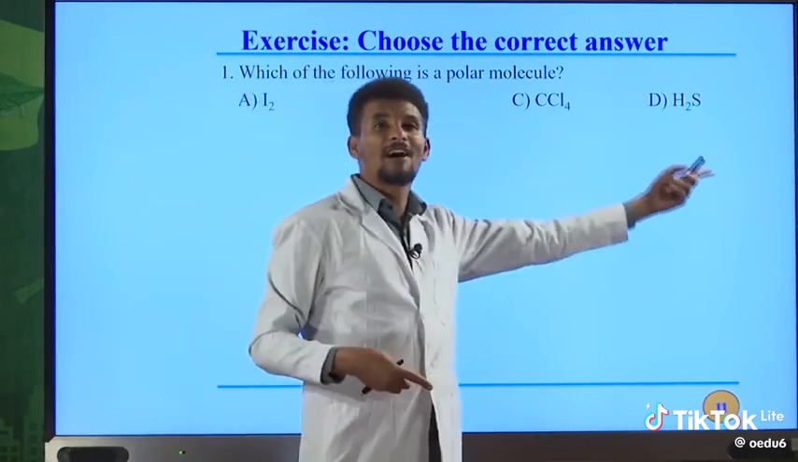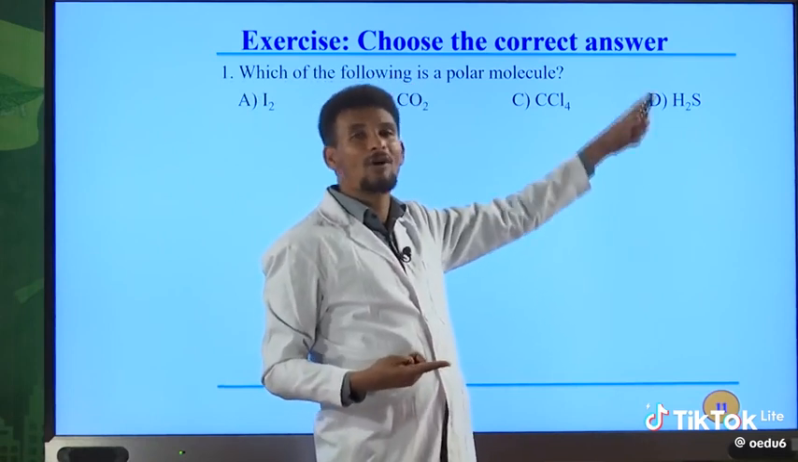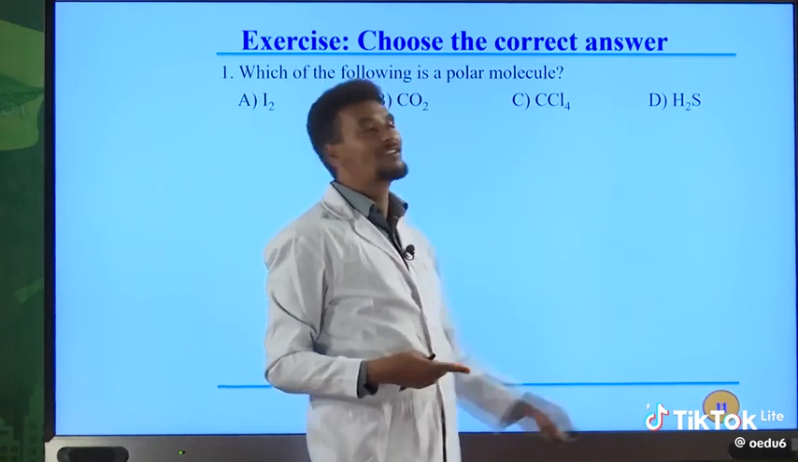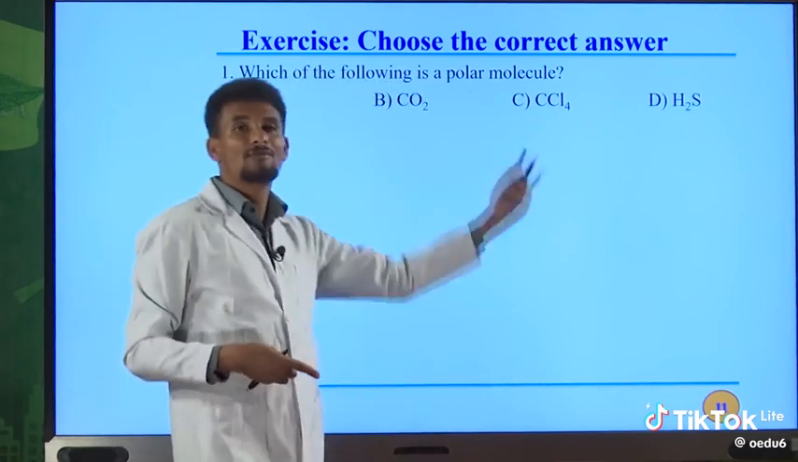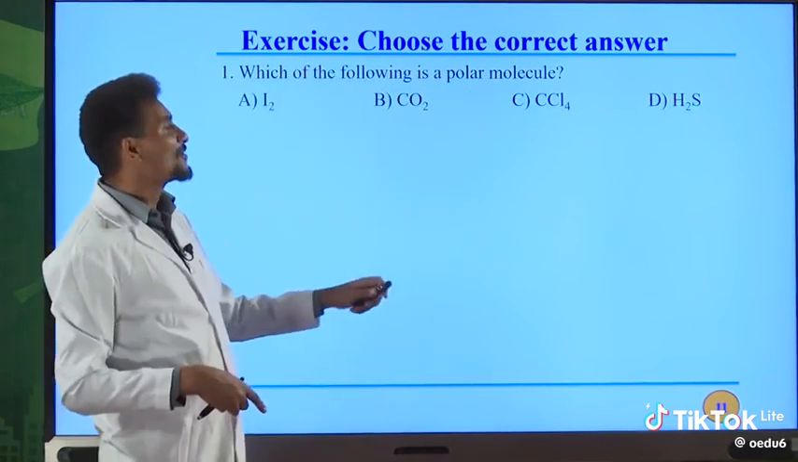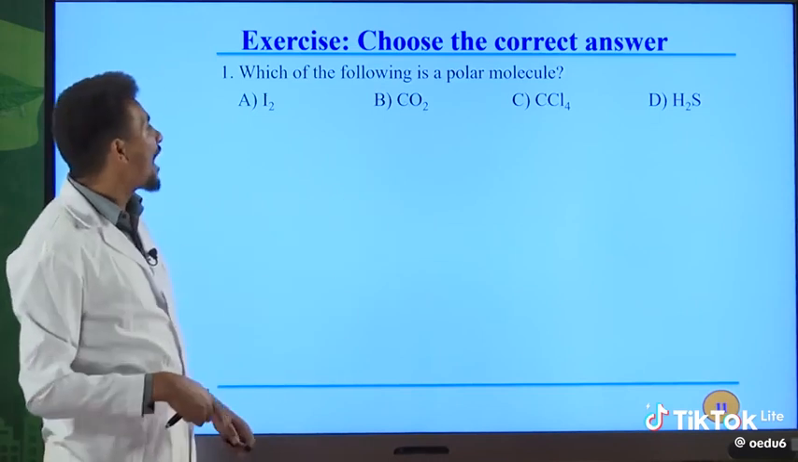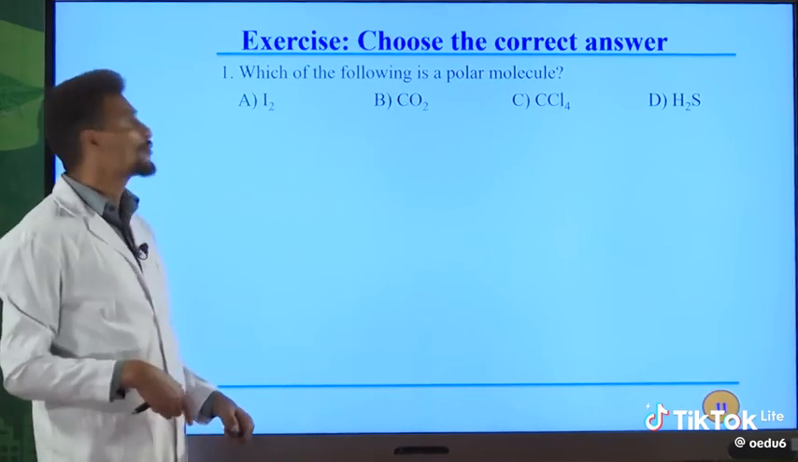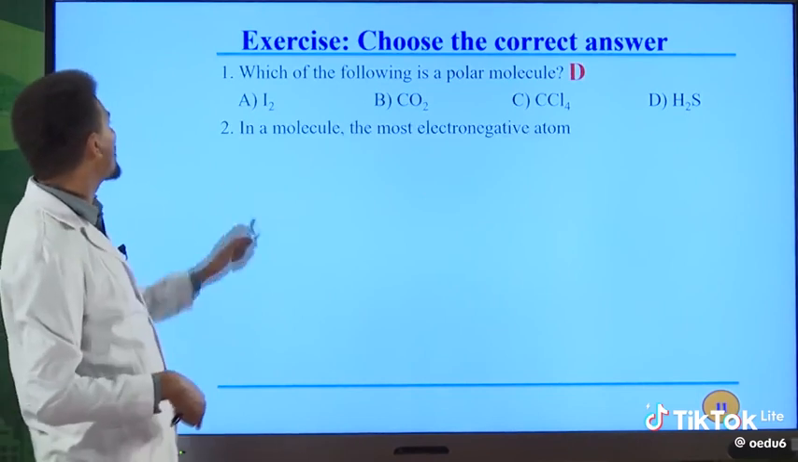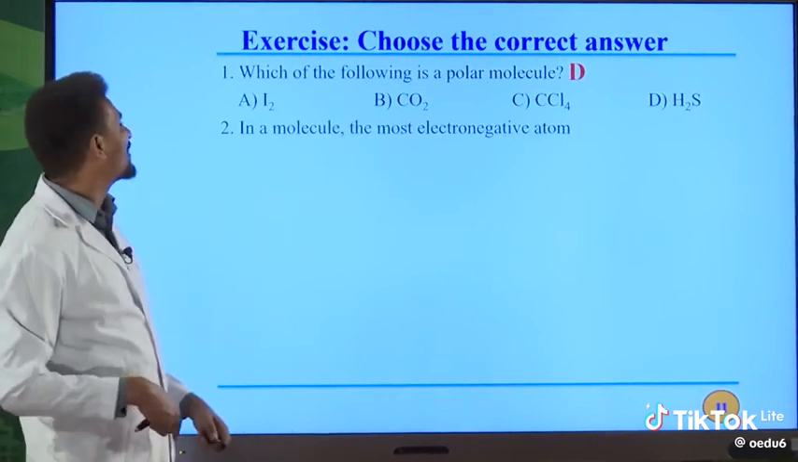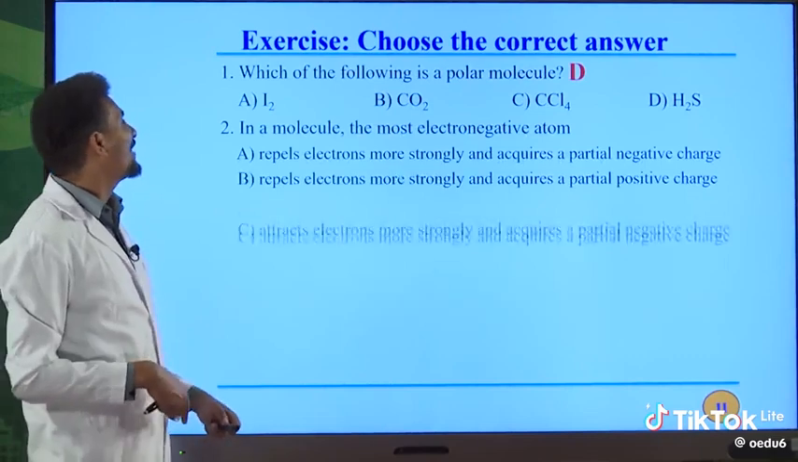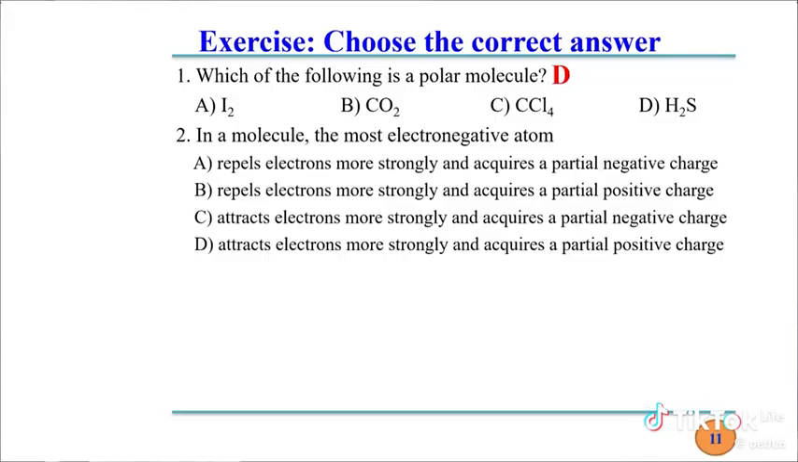But hydrogen sulfide is a polar molecule, okay? Its dipole moment is greater than 0, and the shape of this molecule is V shape. Therefore, this is a polar molecule, and the correct answer for question number 1 is D. Question number 2. In a molecule, the most electronegative atom attracts electrons more strongly because of its high electronegativity and acquires a partial negative charge. I already told you about this one, so C is the correct answer.